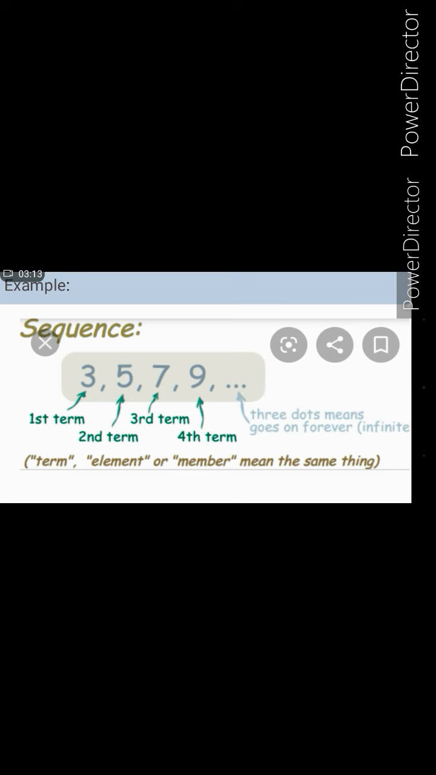Now look at another example. You have a sequence 3, 5, 7, 9, and you can see these 3 dots. These 3 dots show that this is an infinite sequence. It has no limit. 3 is the first term, 5 is the second term, 7 is the third term, and 9 is the fourth term. You can identify this from the example.